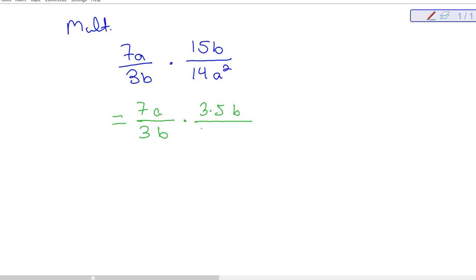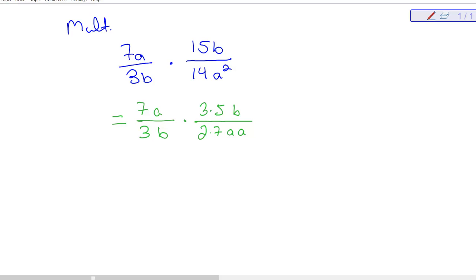14 can be factored down into 2 times 7. And then I have an a squared, which is a times a. So notice I have rewritten this 14a squared into its prime factored form. That way I can cross out 1 for 1.